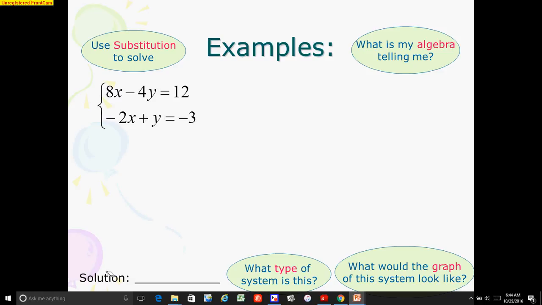Which variable could I get by itself? Which one do you think we should choose? Okay. I also would choose that one. So get y by itself.